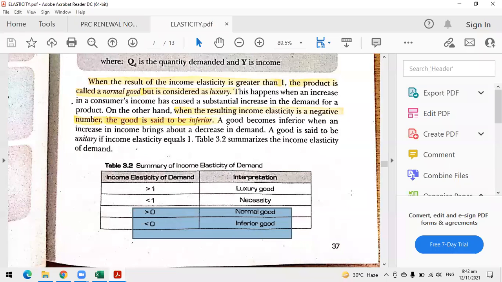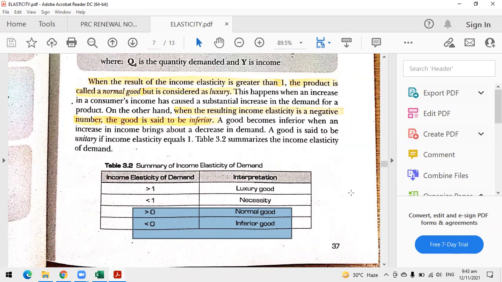Okay? So, again, for the interpretations, when the results of the income elasticity is greater than 1, the product is called a normal good, yes, but it's also considered as a luxury or luxurious goods. This happens when an increase in a consumer's income had caused substantial increase in demand for the product. On the other hand, when the resulting income elasticity is a negative number, wala absolute value dito, the good is said to be inferior. So a good becomes inferior when an increase in income brings about a decrease in demand.